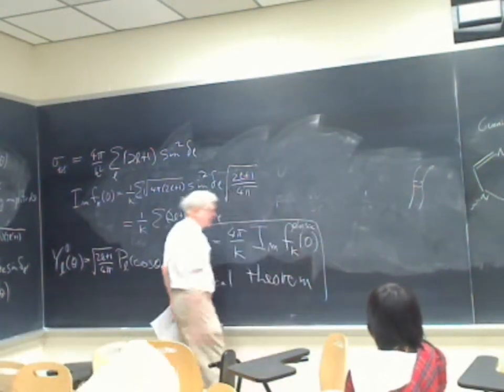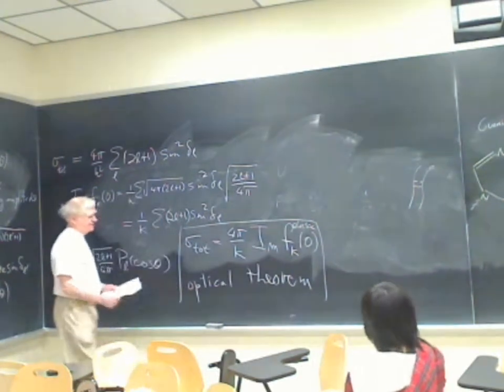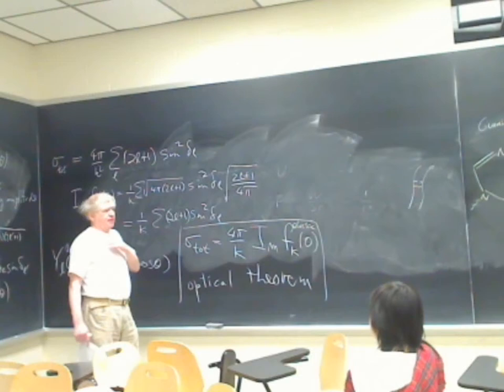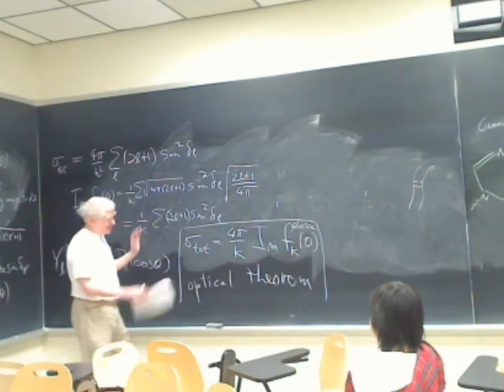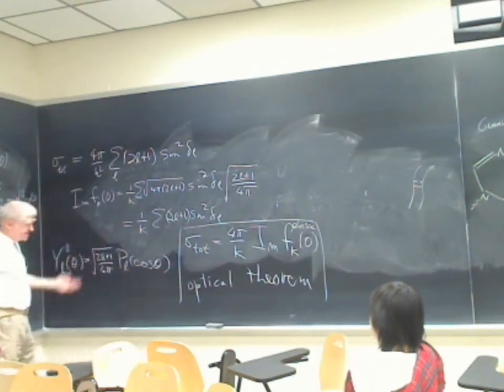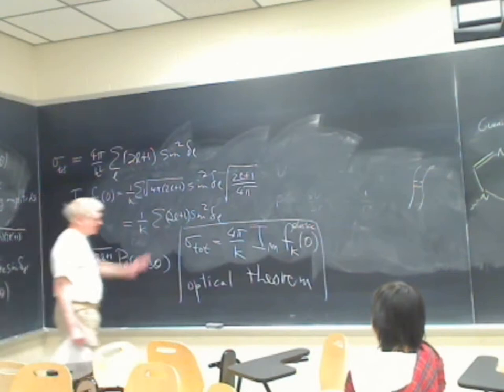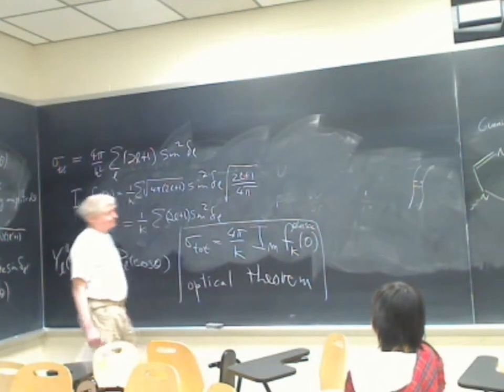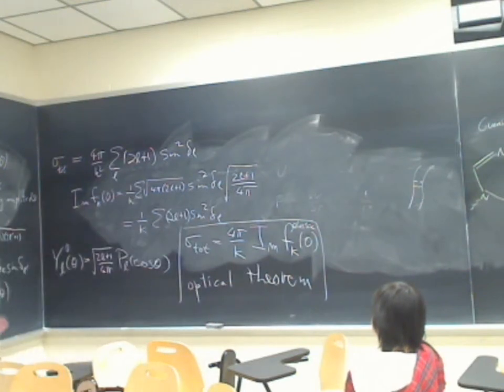So the generalization, and we were doing this in the context of non-relativistic quantum mechanics. When I say the context of quantum field theory, that's the context of relativistic quantum field theory. And there, the total cross-section, 4 pi over k, imaginary part of the forward elastic scattering amplitude. And so that's important.